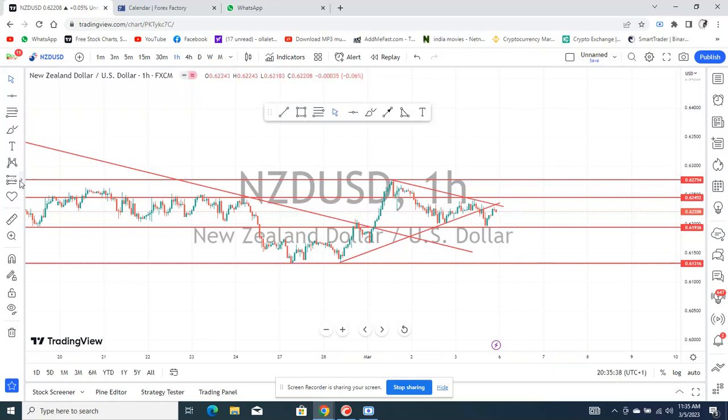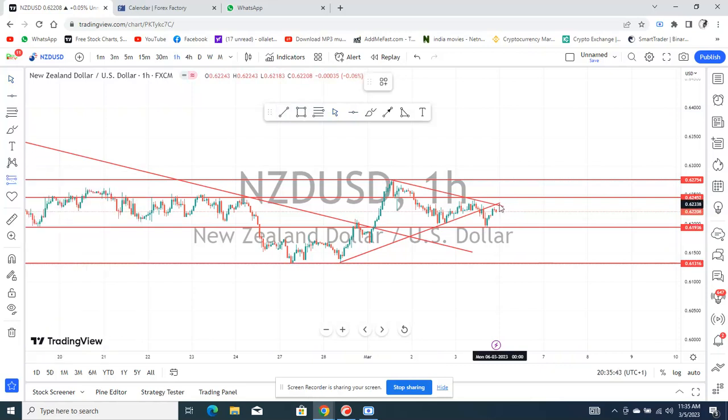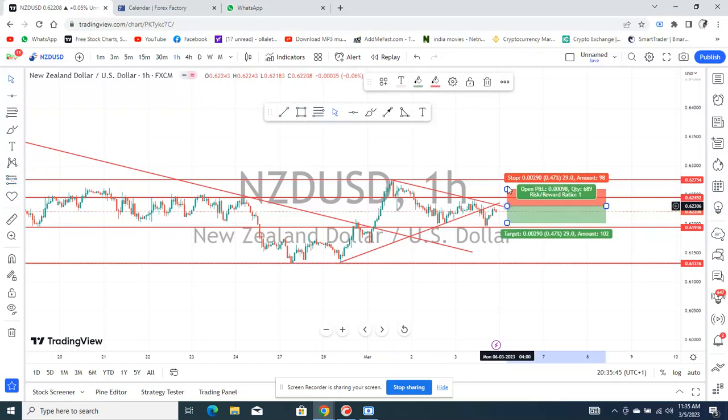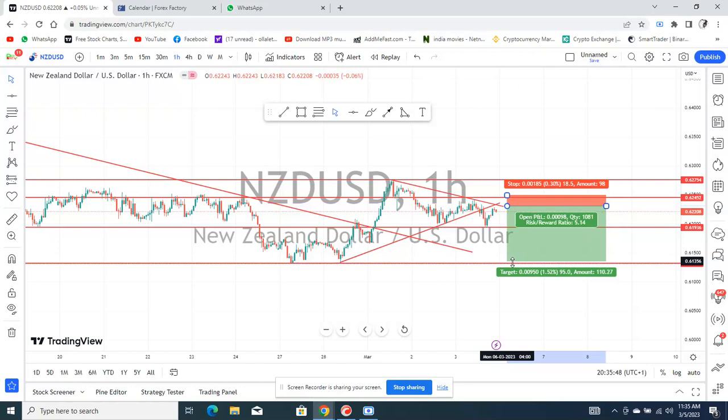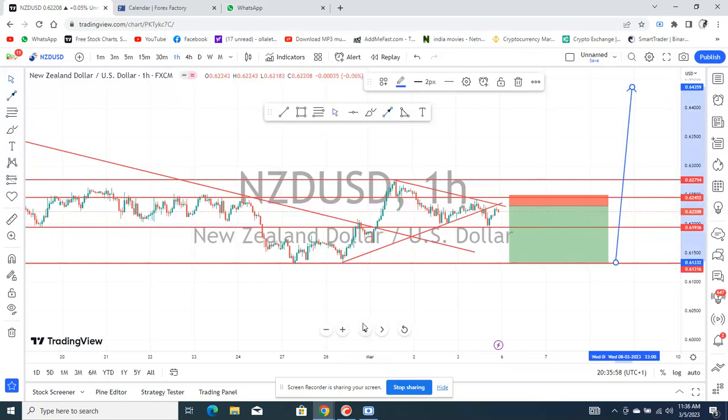I will pay attention to this structure in a way that I'm expecting price to sell all the way from here to here. Then after that, buy bias.